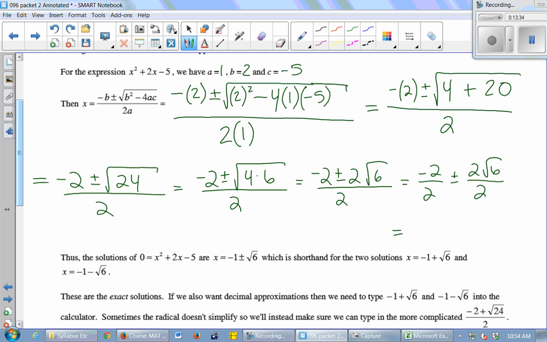And finally, reduce your 2 fractions. What is -2 over 2? -1. Again, so those canceled. Then I have a 2 over 2 here. Those cancel. So I have plus or minus square root 6.